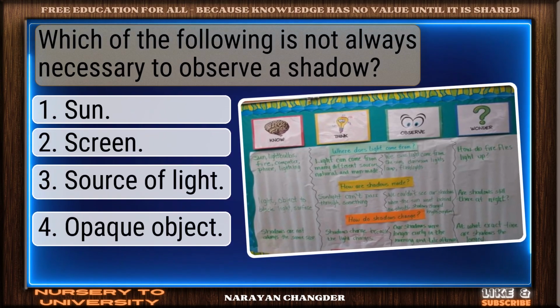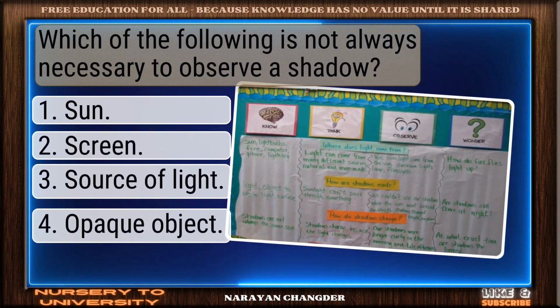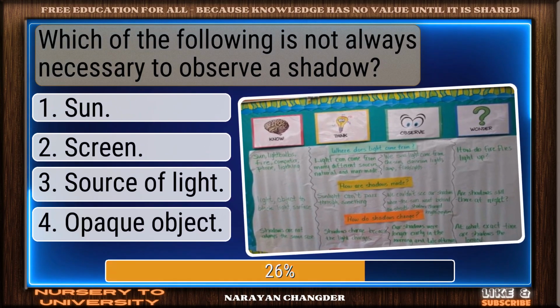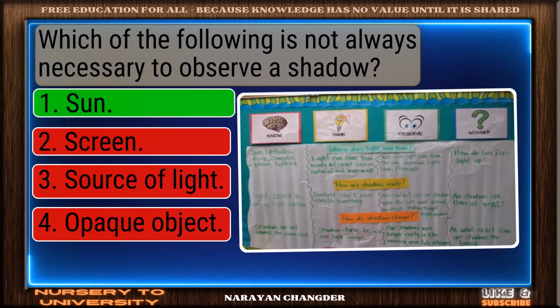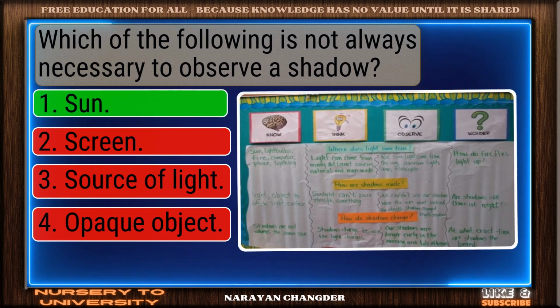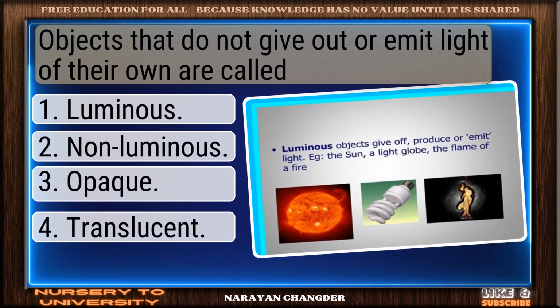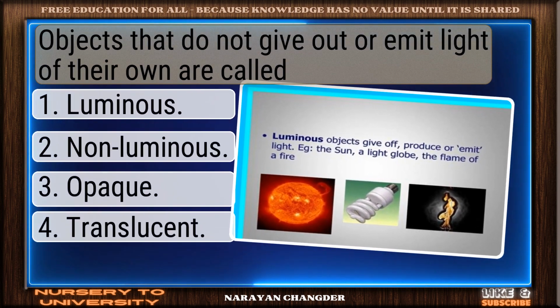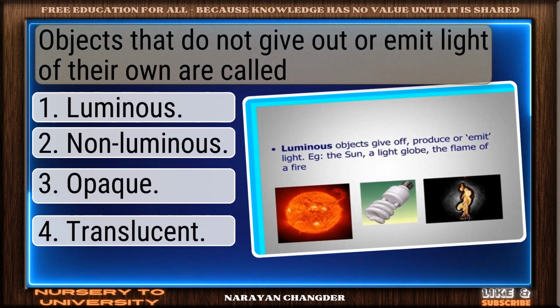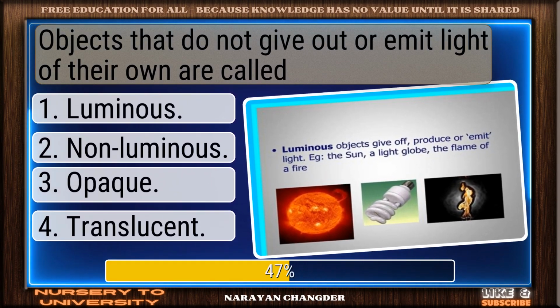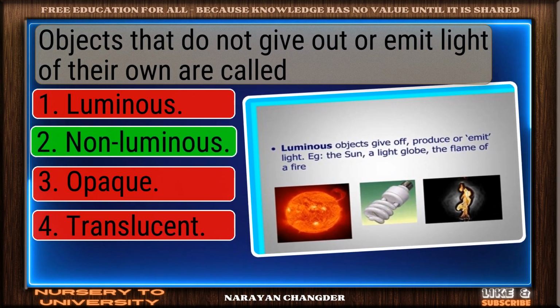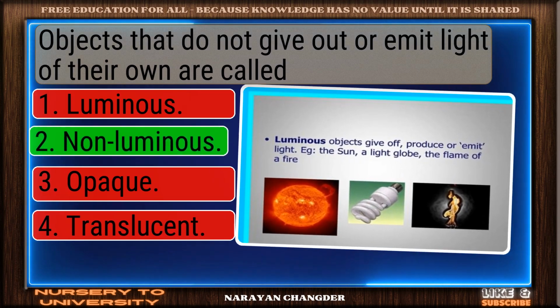Which of the following is not always necessary to observe a shadow? You chose sun, and it is correct. Objects that do not give out or emit light of their own are called. Nicely done. Non-luminous is a solid answer.